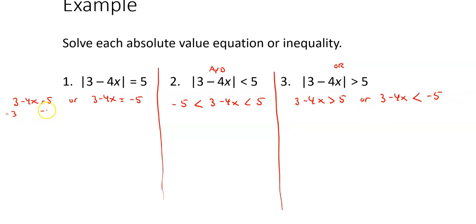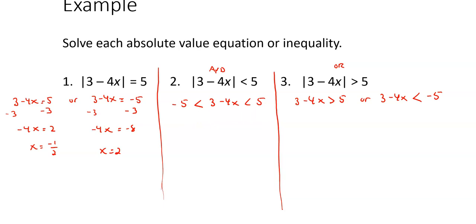So the last thing to do then is just to solve all of these. So let's see. Over here, we'll subtract a 3 from both sides. I get negative 4x equals 2. X equals negative 1/2, right? Negative 2/4. Over here, if I subtract a 3 from both sides, don't lose the negative. Negative 4x is negative 8. X equals 2.